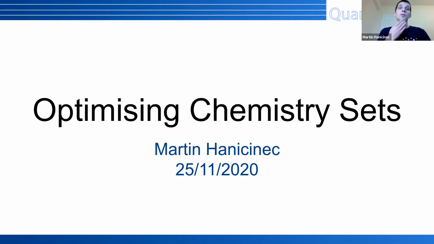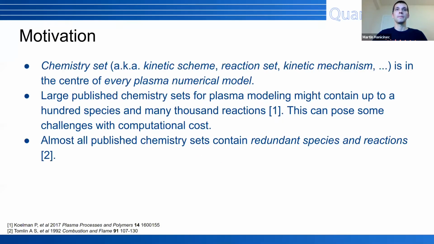So the title of the talk is Optimizing Chemistry Set, but the talk is more generally about reduction of chemistry set size, and more specifically reduction in number of species. So Dr. Moore showed you how you can go about designing chemistry sets. But I'm going to be talking about reducing their sizes when you find a chemistry set which is too big for your application.